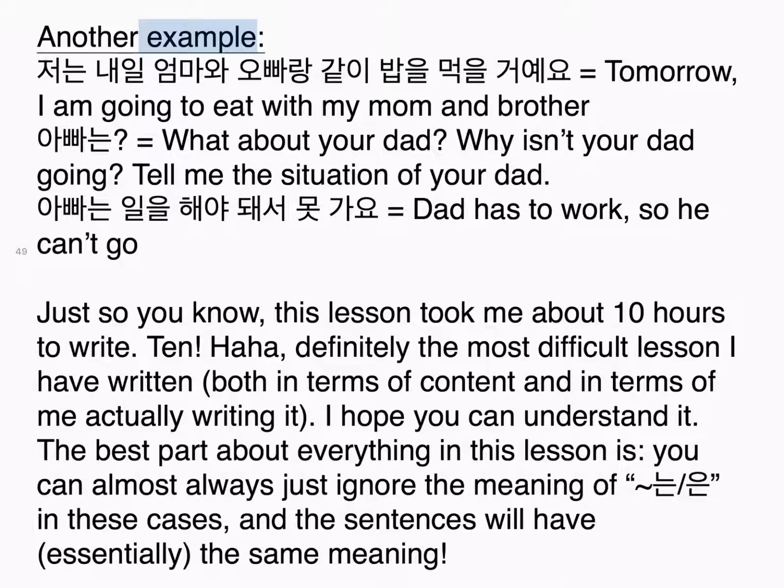Another example. 저는 내일 엄마와 오빠랑 같이 밥을 먹을 거예요. Tomorrow, I am going to eat with my mom and brother. 아빠는? What about your dad? Why isn't your dad going? Tell me the situation of your dad. 아빠는 일을 해야 돼서 못 가요. Dad has to work, so he can't go.